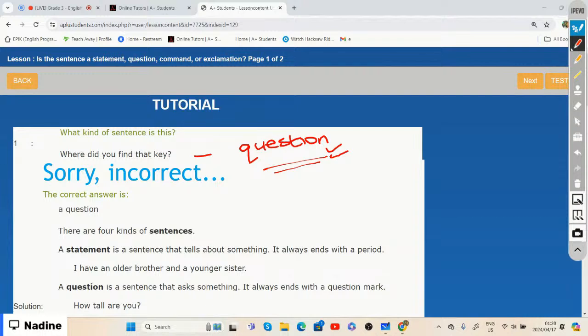So where did you find that key? Oh no, I found that key there. I found the key somewhere, right? So that is a question. That's a question type of sentence, right? And it ends with a question mark. A question ends with a question mark. So well done.